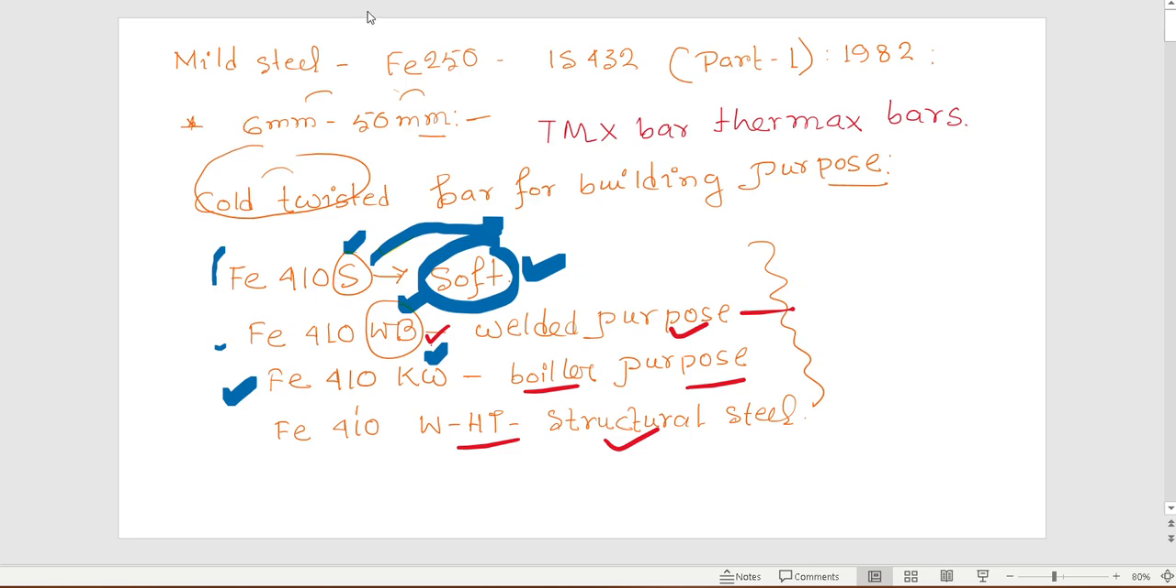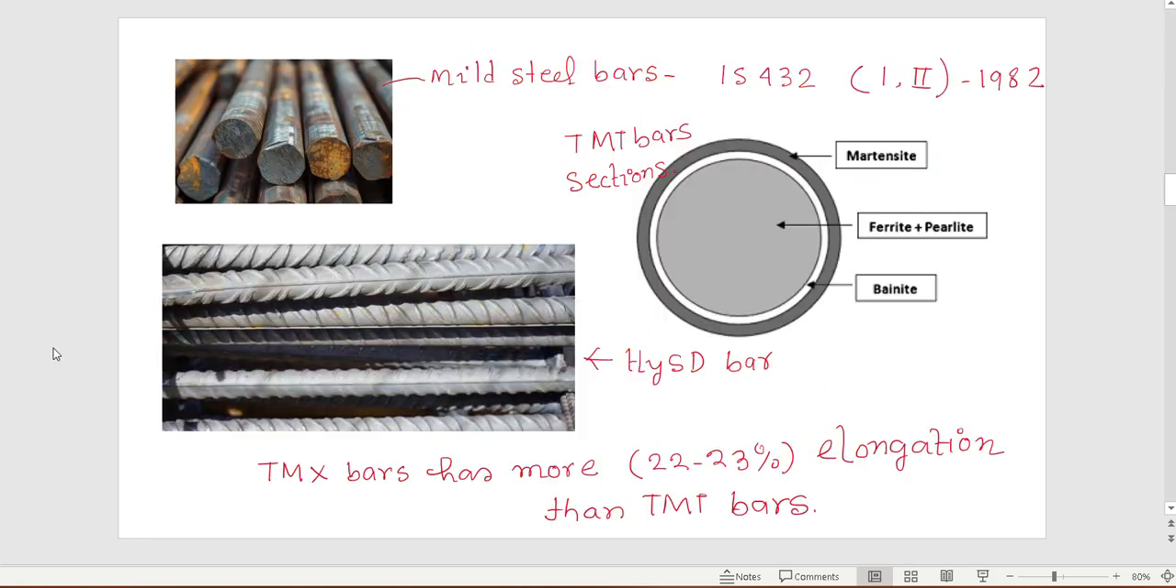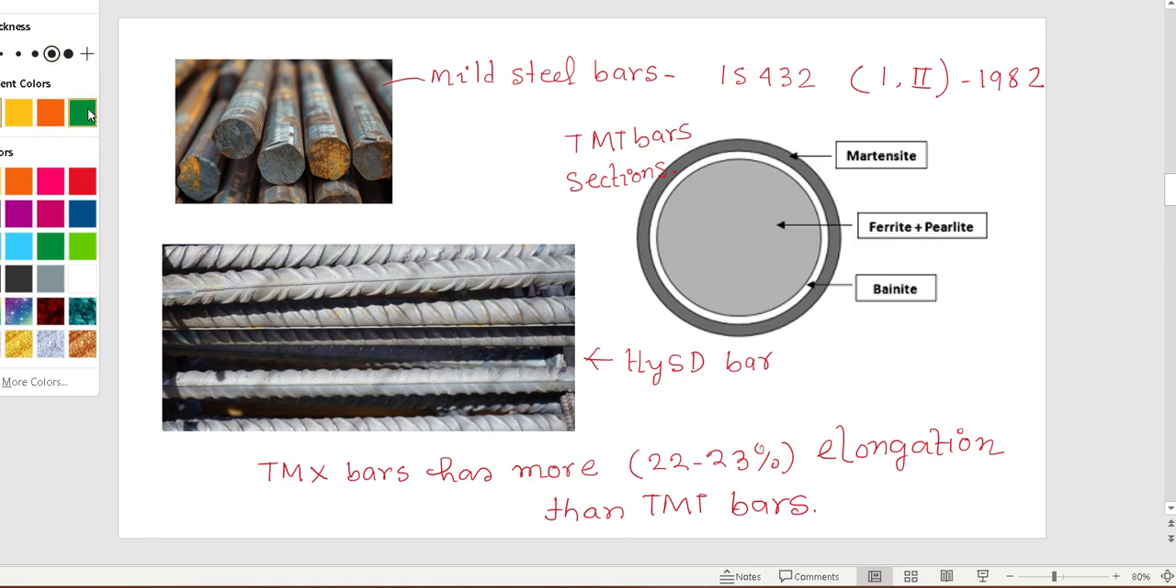Here we have learned about the iron, and now let us check what is mild steel. Mild steel bars are round bars which have no impression, just like this. These are the mild steel bars. IS 432 describes the mild steel bars.